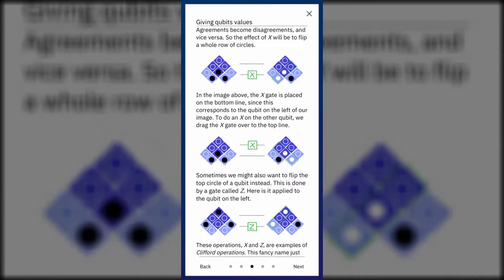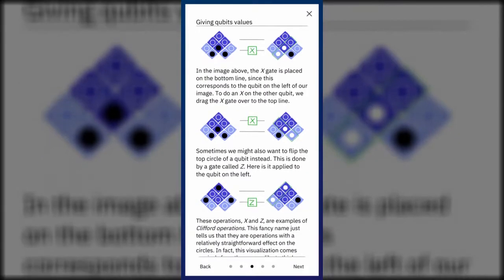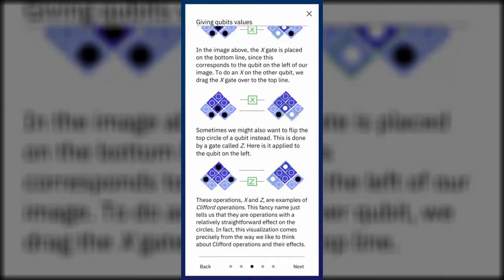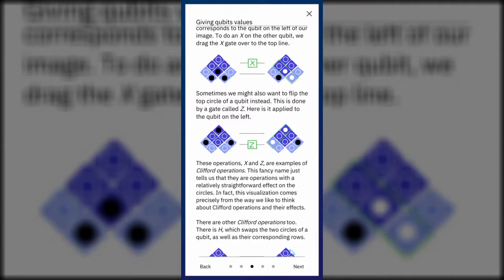In the image above, the X gate is placed on the bottom line since this corresponds to the qubit on the left. To do an X onto the other qubit, then we do it like that. Okay, and then the same thing happens. And now things get even weirder with the Z.